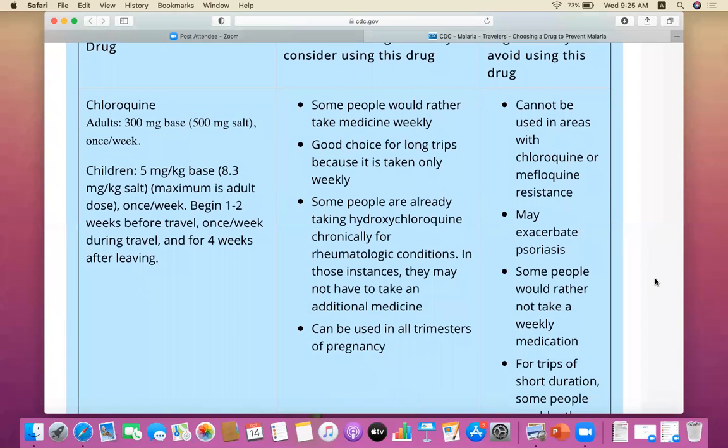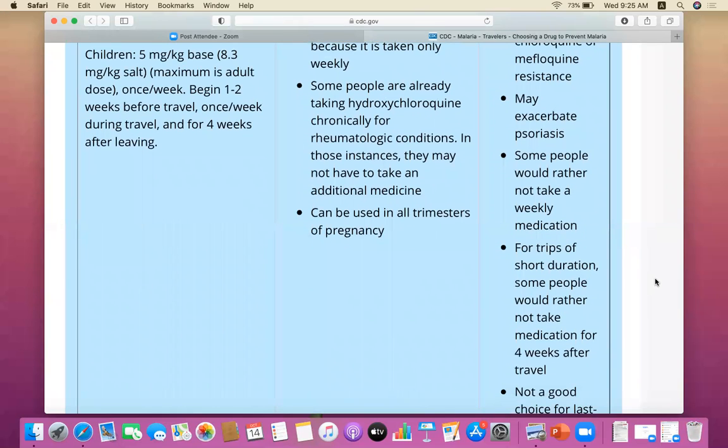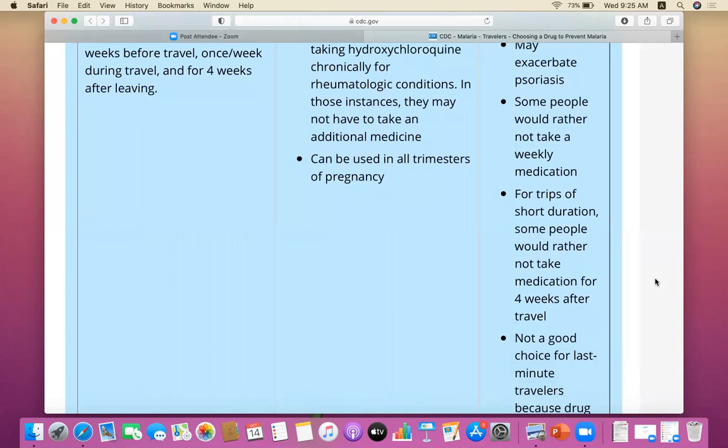Some people would rather not take weekly medications for trips of short duration. Some people would rather not take medications for 4 weeks after travel. So what are the drawbacks of these medications? This is a weekly medicine, but when anyone wishes to visit an area where the malaria prevalence rate is high, after he finishes travel and comes back home, he has to continue medication for 4 weeks, meaning 4 doses.